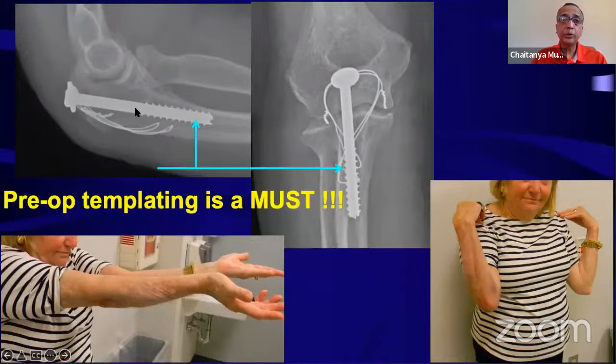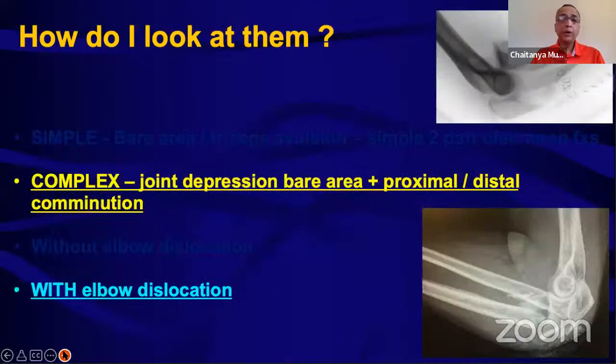If this screw is too short, it will toggle inside the medullary canal and you will lose fixation. And then you simply attach a tension band to the whole thing and it works remarkably well. So what do we do now?